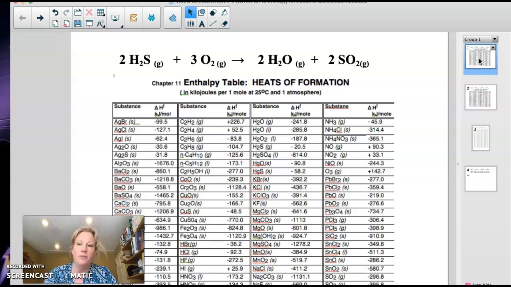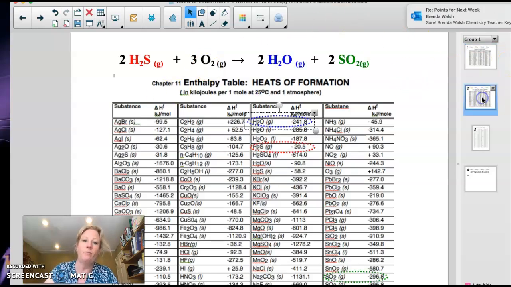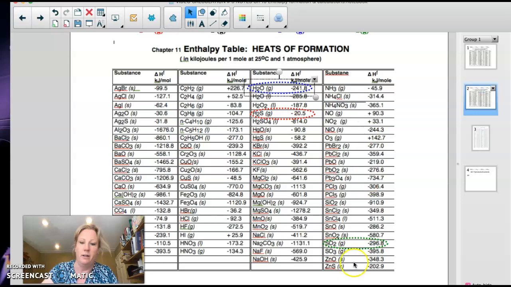So number one, this is the reaction. H2S plus oxygen is going to make water and sulfur dioxide. What I did is I'm using page 1 of your thermodynamic packet, and I found the delta H of formation for each of the substances. So the H2S is here. Water is a gas, so it's really important that you notice the state of matter and pick the right one also. And then sulfur dioxide down here is negative 296.8 kilojoules per mole.